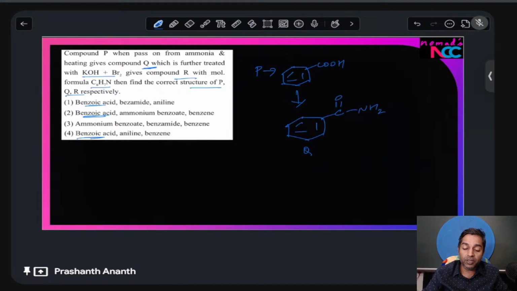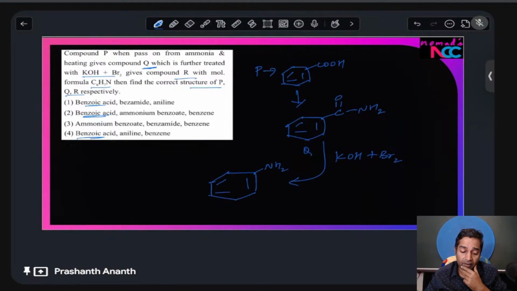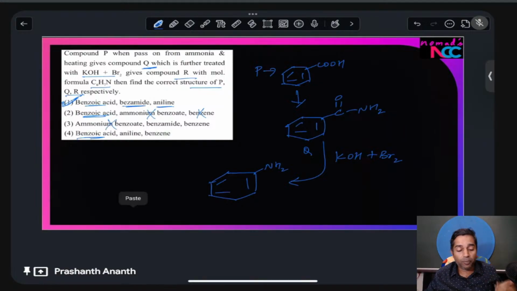On further treatment with KOH and Br2, what do we end up having? This is going to be your Hoffmann bromamide reaction, and we'll end up getting aniline as the product. So we'll end up having benzoic acid, benzamide and aniline. This seems to work out nicely. Benzoic acid, ammonium benzoate, wrong. Benzene, wrong. And ammonium benzoate, no chance. So the answer has to be option A straight away.